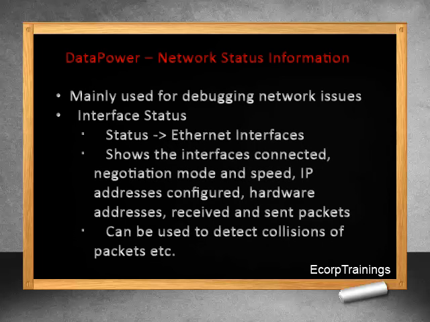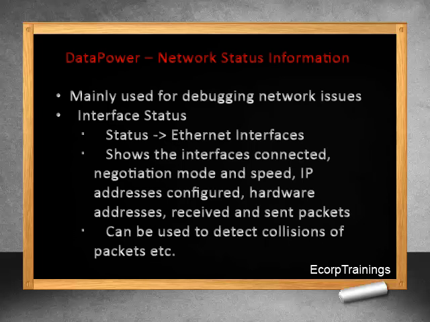DataPower SOA appliances can provide a lot of information about the status of the network configuration. This information can be invaluable in debugging network issues. This section lists the key tools available to examine the internal workings of the IP stack. If you click on Status, there you find Ethernet interfaces. You can see information about the way that the interfaces have been configured.